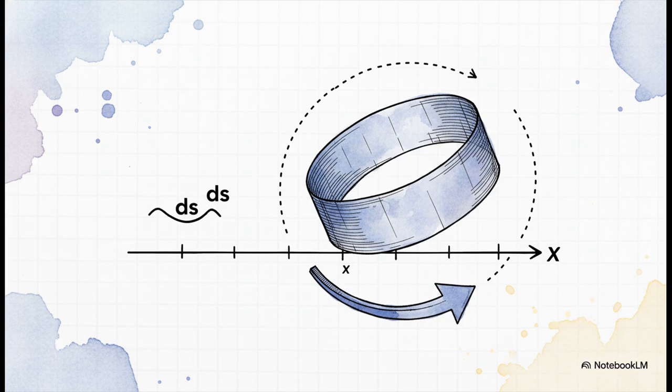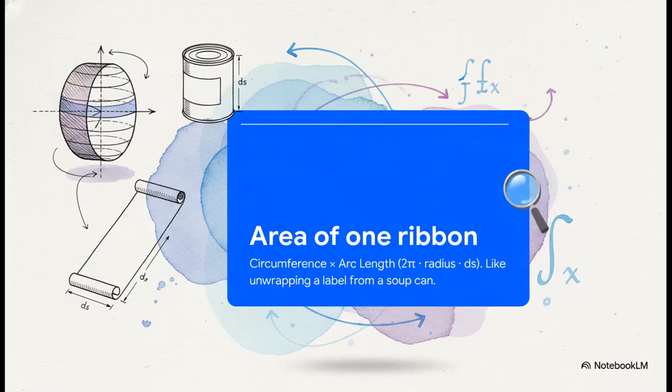And here's where the revolution part kicks in. We're going to take that little piece, that ds, and we're going to spin it a full 360 degrees around an axis. As it whips around, it traces out a shape in 3D space. The shape it makes is this super thin band, almost like a tiny ribbon. And the area of that one ribbon? It's actually really simple. It's just its circumference, which is 2 pi times the radius, multiplied by its width, which is our little arc length ds.